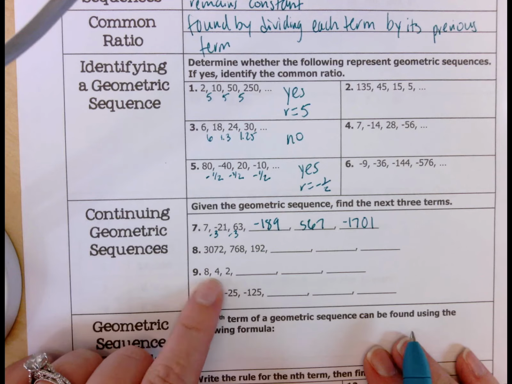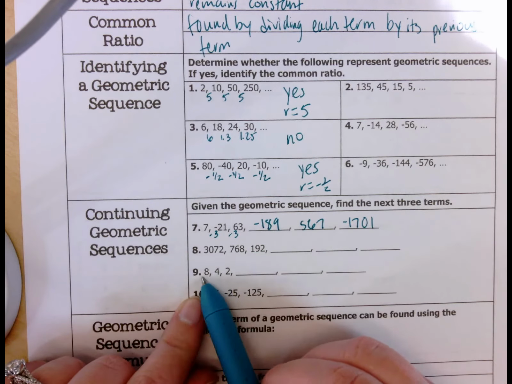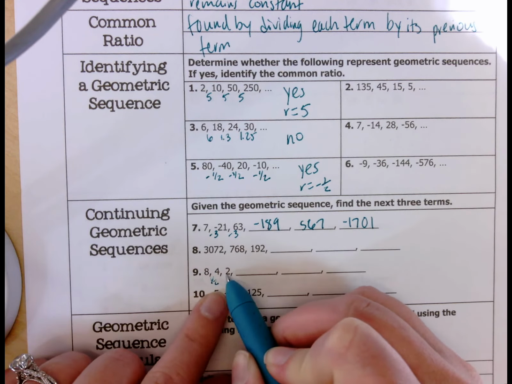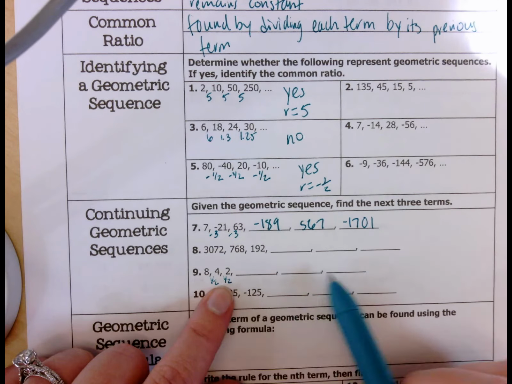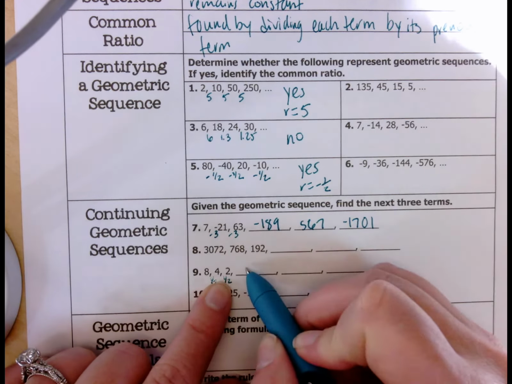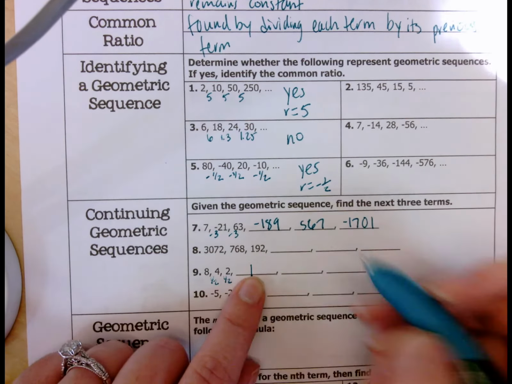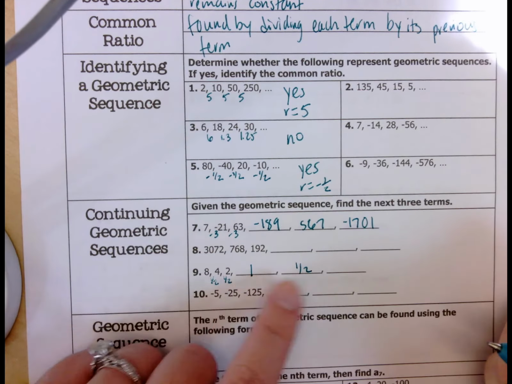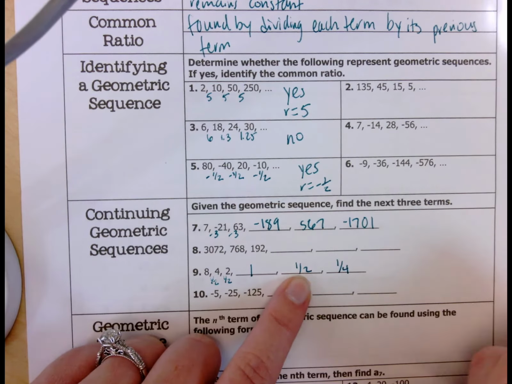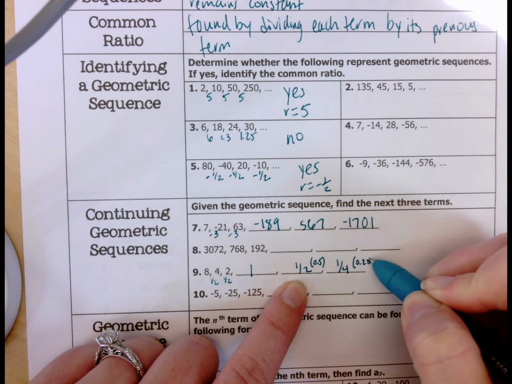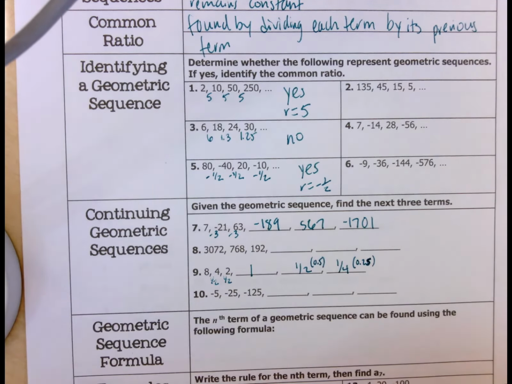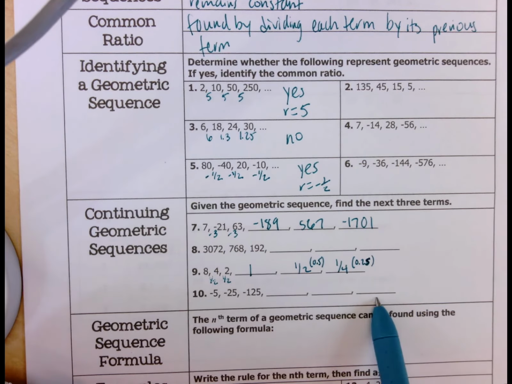So we'll try number 9 as well. So 4 divided by 8 is a ratio of 1/2. 2 divided by 4 is a ratio of 1/2. So we're going to multiply each of these terms by 1/2. So 2 times 1/2 is 1. 1 times 1/2 is 1/2. And 1/2 times 1/2 is 1/4. Okay, and you may get those in decimal terms, so that would be 0.5 or 0.25. So those are your terms there. And so you're going to continue the same pattern. You're going to find the ratio and then multiply each term by the ratio for 8 and 10. So you'll complete that on your own.